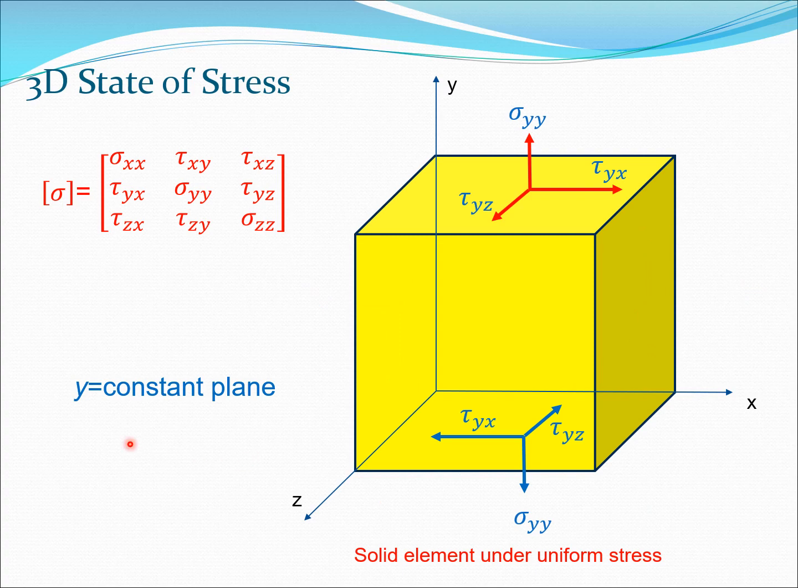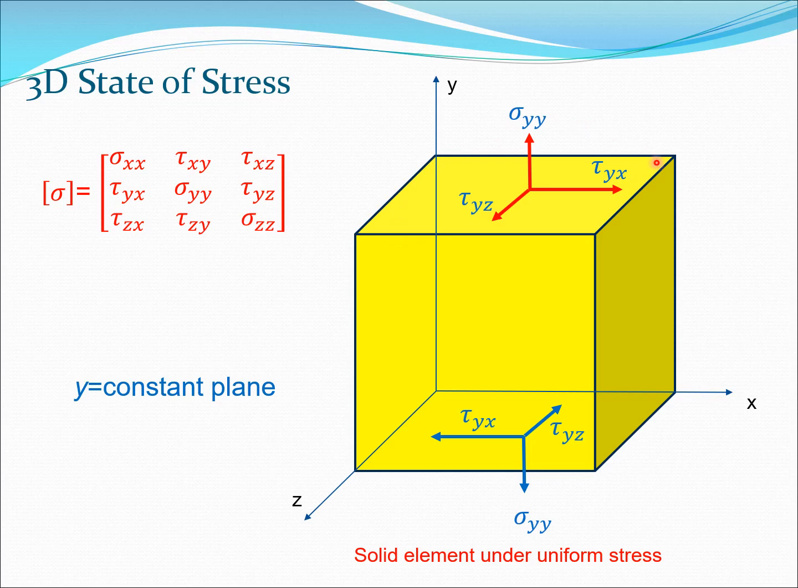Next we are going to look at the y equals constant plane. That corresponds to these two faces of this cube here. Again you have the normal stresses here, the sigma yy's, acting out of this face. And if we look at this face here, for example, which is on the positive side, we get very clearly two components. They are going to be tau yx and tau yz.